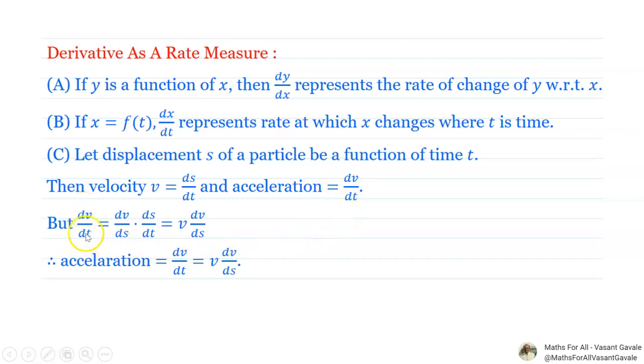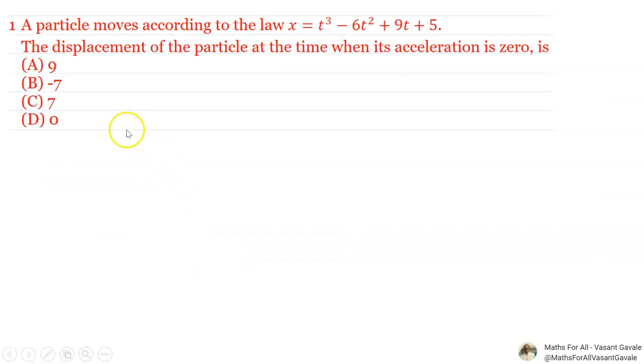Also we can write dv by dt by the chain rule as dv upon ds into ds upon dt, and that is nothing but v into dv by ds, and therefore acceleration dv by dt is equal to v times dv upon ds. Now let us start the examples.